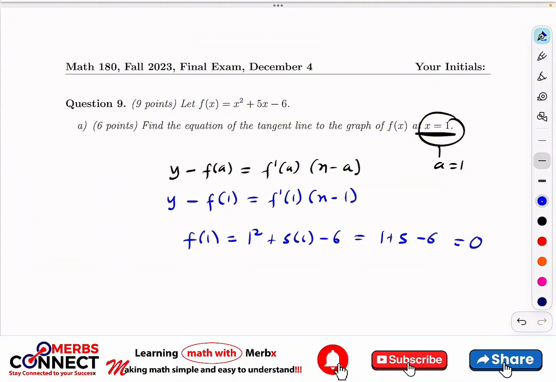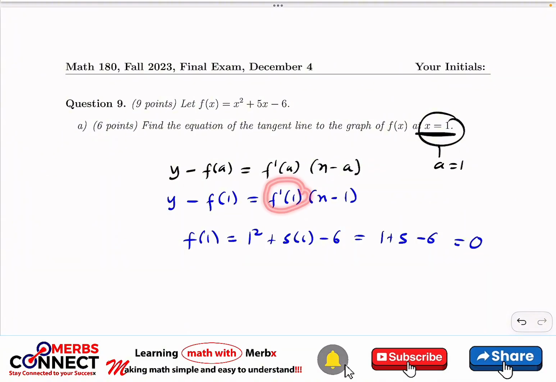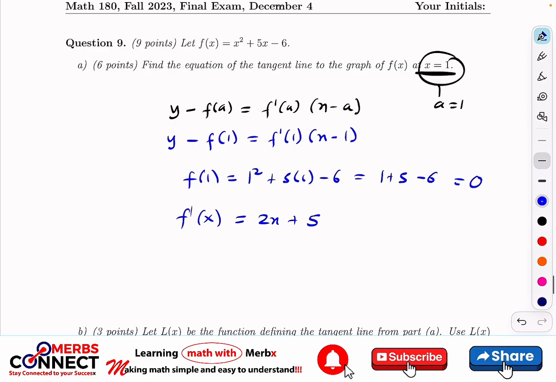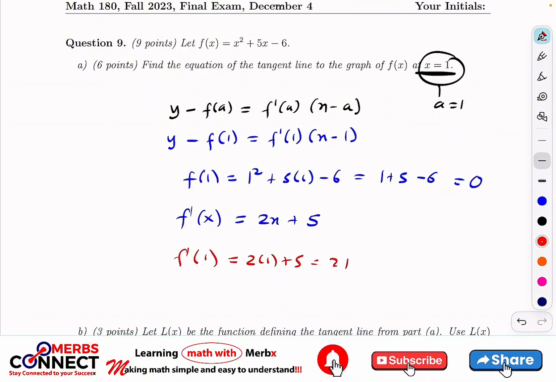Now we need just f prime of 1, but for us to find f prime of 1, we need f prime of x, which is going to give us 2x plus 5. And this one will help us to find f prime of 1. So plug in 1, we have 2 times 1 plus 5, 2 plus 5, and this is equal to 7. So very simple. Let's do substitution. Let's go. y minus f of 1 is 0.